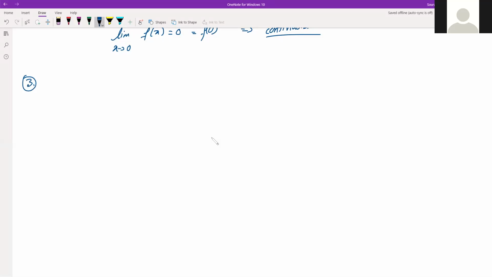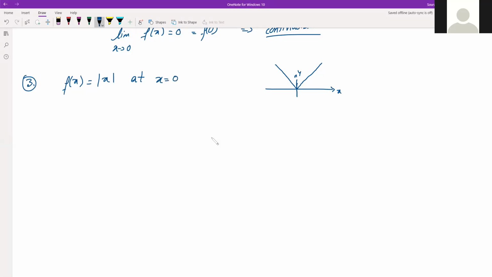Next, let's increase the complexity of this problem a little bit. Let's say this is our function, that is f(x) is equal to mod of x, and again we have to find at x equals 0. So this mod of x, right? Mod x function is actually what? This is the mod x function, right? This is our y-axis, x-axis, and this is the graph of that function.